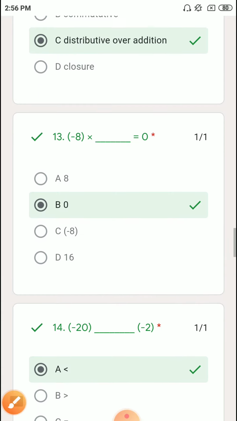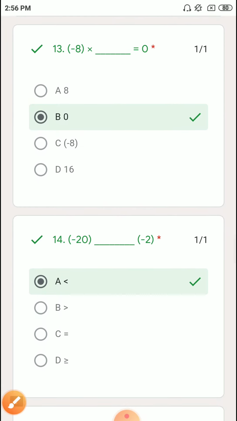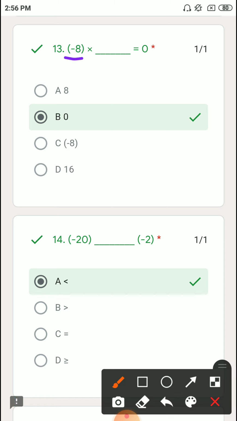Now number 13. Here minus 8 multiply which number and the answer 0. So if we want to get the answer 0, then one number must be 0. If we want the answer of multiplication to be 0, then at least one number must be 0. Here minus 8 is there, so here we need to put 0. Because minus 8 is multiplied with 0, we get the answer 0.